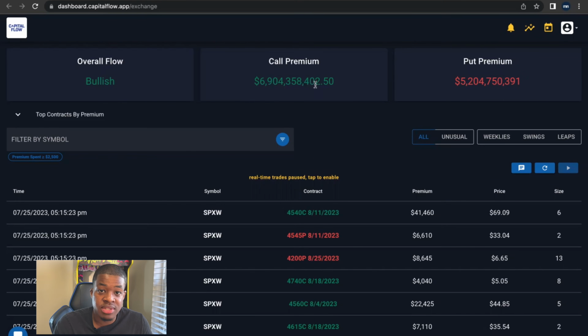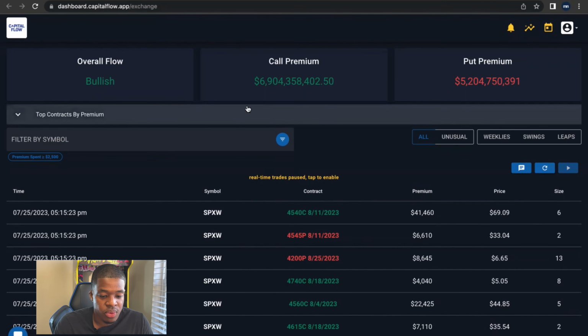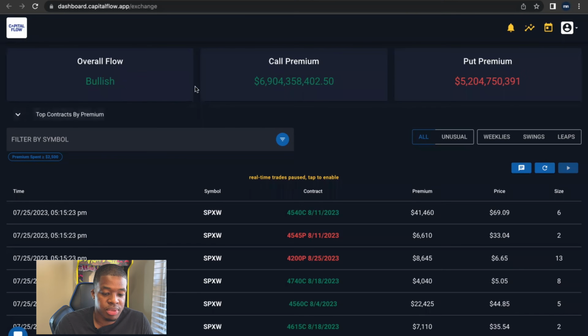So if more money has gone into calls than puts, then the overall flow was bullish, like it was today. If there's more money going into puts, then the overall flow would have been bearish. So this just gives you a general idea of overall market sentiment, and it lets you know which direction you want to be looking to play that day.